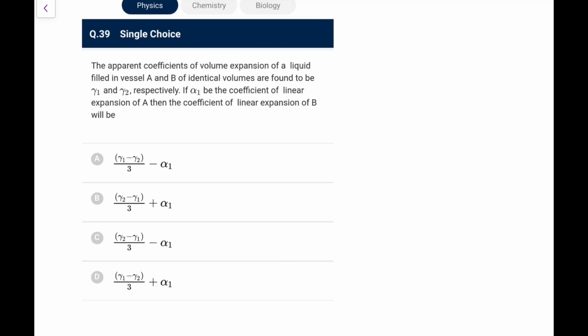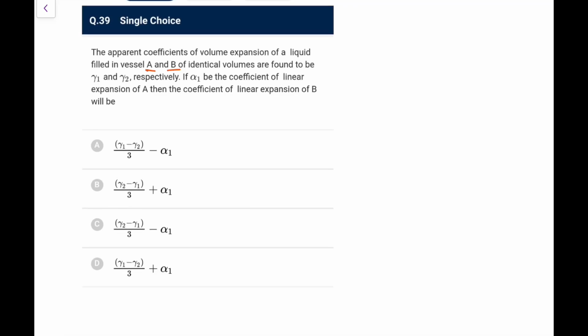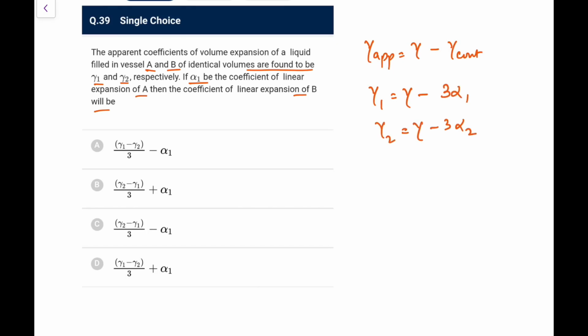Next one. The apparent coefficient of volume expansion of a liquid filled in vessels A and B of identical volumes are found to be gamma 1, gamma 2. If alpha 1 be of A, then the coefficient of B will be. So gamma apparent is equal to gamma real of liquid minus gamma of container, that is what we generally write. So gamma 1 is gamma minus 3 alpha 1, gamma 2 is gamma minus 3 alpha 2. Equating gamma from both, gamma 1 plus 3 alpha 1 is gamma 2 plus 3 alpha 2. So this alpha 2 comes out as gamma 1 minus gamma 2 by 3 plus alpha 1, that is what I can write. So this option is D.